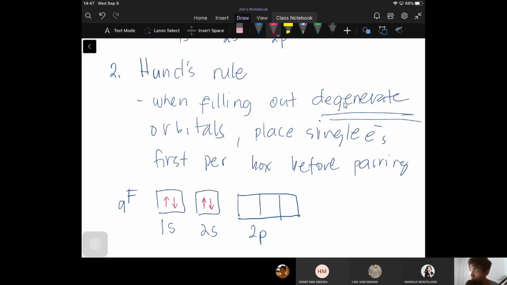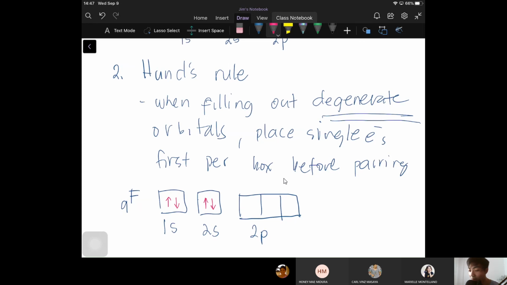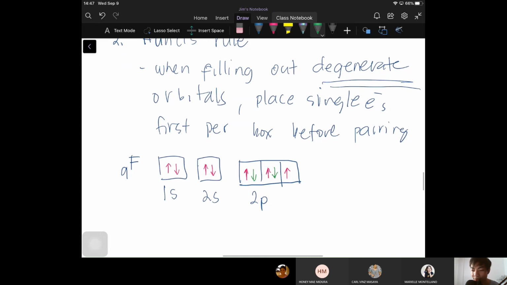So, paano daw uli? According to Hund's rule, you place single electrons muna per box. Up muna. So, isa, dalawa, tatlo. Kung may sobra pa akong dalawa, anong gagawin ko doon? Pag may sumobra, you can start pairing them, from left to right. Ito yung pang-4, ito yung pang-5. So, up muna before pababa. 1 per box. Then, saka ka maglalagay ng pababa. Ang third rule natin dito would be Pauli's exclusion.